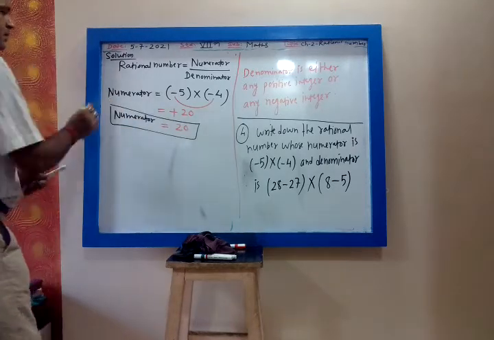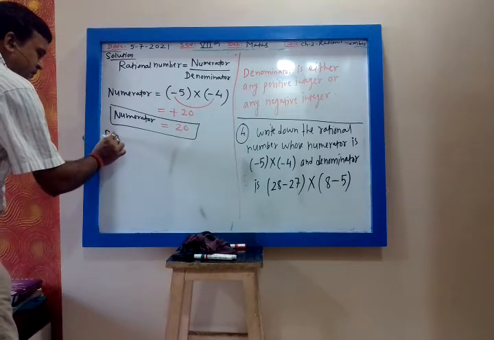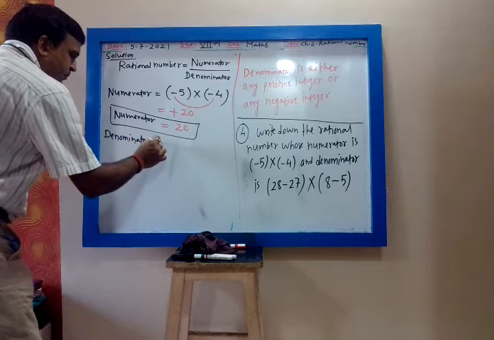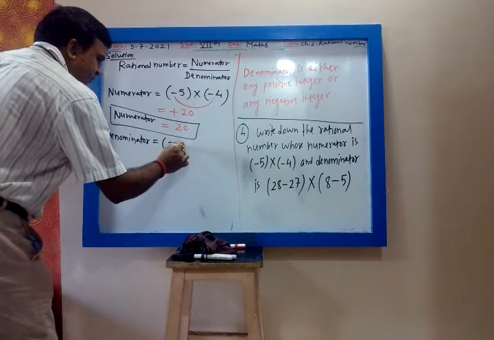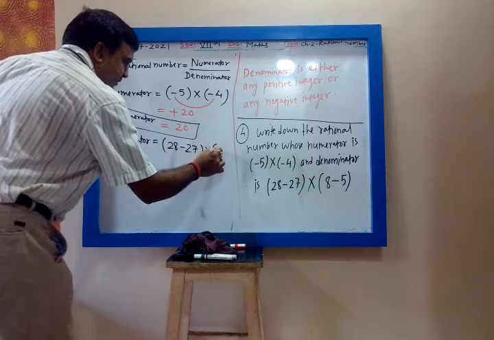Let us find the denominator. Denominator is parenthesis 28 minus 27 into parenthesis 8 minus 5.